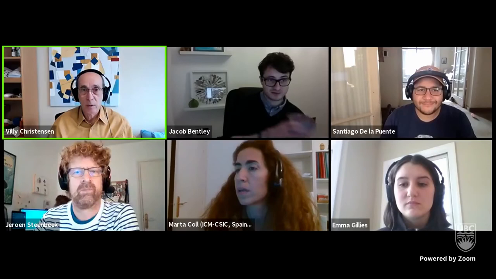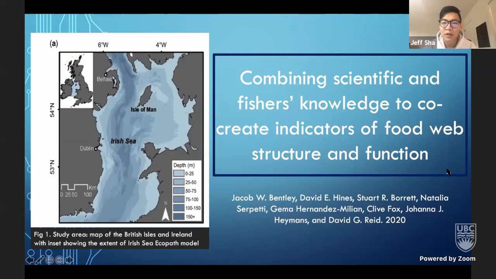Yeah, I'm here. Good. Okay, so I will be introducing a paper, combining scientific and fisheries knowledge to co-create indicators of food web structure and function. I'll essentially be repeating a lot of the things that Jacob has already talked about. Here we have a picture of the study area and the extent of the IRC Ecopath model that Jacob's been talking about.